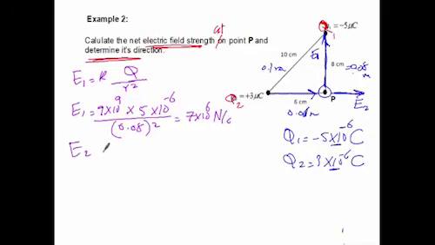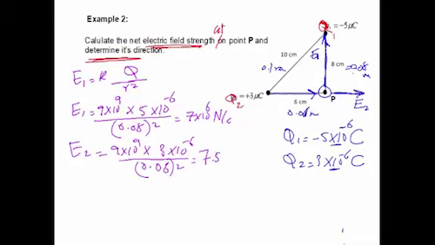Our E2, quickly, 9 times 10 to the 9. Where is our E2 here? So we are taking this charge, 3 times 10 to the -6, divided by the distance, 0.06, so 0.06 whole square. This will give us 7.5 times 10 to the 6 Newton per coulomb. And now we have E2 and E1.